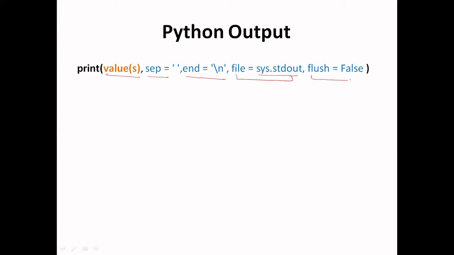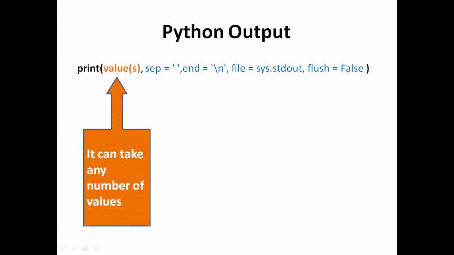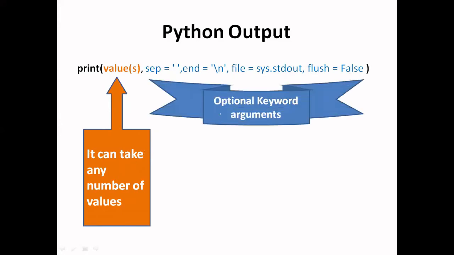And the final keyword argument is flush. Flush tells the interpreter whether to flush the output buffer or not. If it is set to False, that means you do not forcefully flush the output buffer, and if it is set to True, that means we have to flush it. So the value part can take any number of values, and these are all optional keyword arguments. Basically the print function can take zero arguments also. That means if we do not provide anything, it will print nothing.